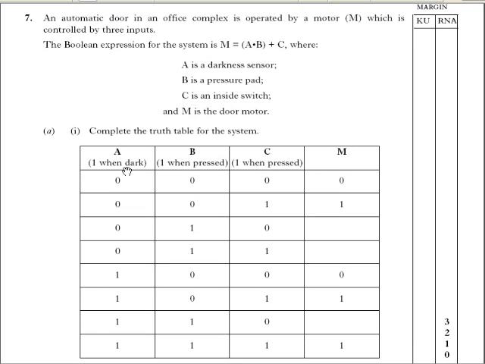Okay, so A is a 1 in the dark, B is a 1 when it's pressed, and C is a 1 when it's pressed. So it's A and B or C. The bit they've given you has a C, so it's got a 1 for the M. So it's a C, a 1 there, a C, a 1 there. This one hasn't got a C, but it has got an A and a B, so that's a 1 there as well. That one doesn't have an A and a B, but it does have a C, so that's a 1. Doesn't have A and B, doesn't have C, so that's a 0.